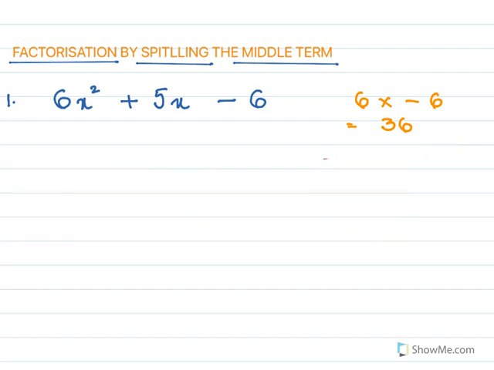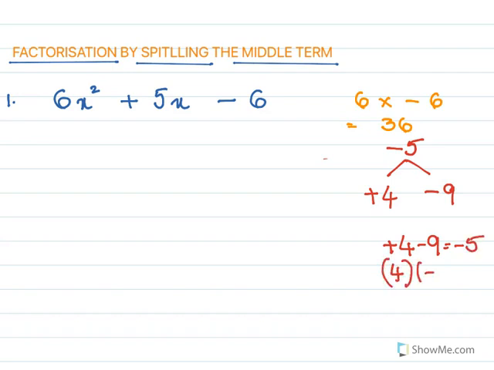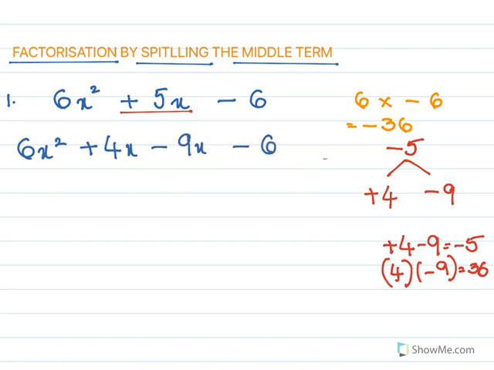So for minus 5, we are now going to write plus 4 minus 9. Again, let's check. Plus 4 minus 9 is minus 5, and 4 into minus 9 is minus 36. So let's go to the next step. So we have 6x square. Remember, we are splitting the middle term. So for this minus 5, I am now going to write plus 4x minus 9x minus 6. Just note here, plus 4 minus 9 is minus 5.